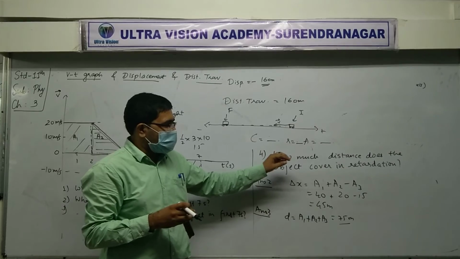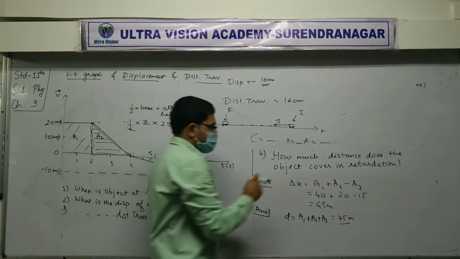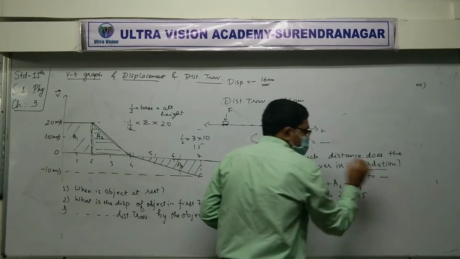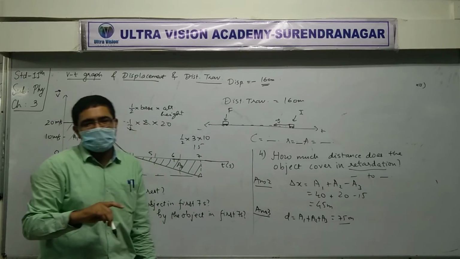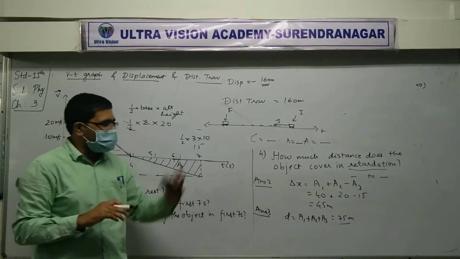The question asked in 9th standard: how much distance is covered during retardation. Here, instead of retardation, directly the time is shown, dash to dash. That's the difference between 9th standard and 11th standard. So first of all, we have to figure out where the retardation is.